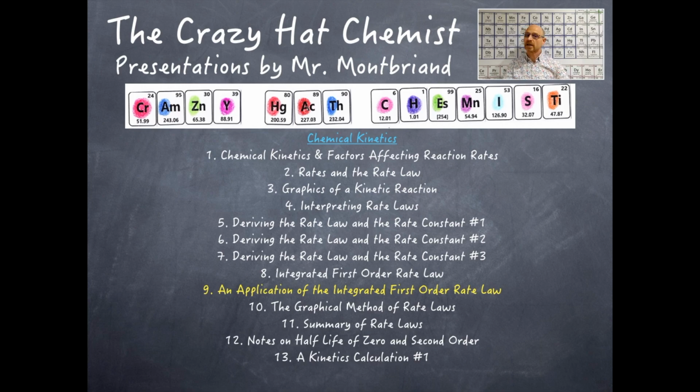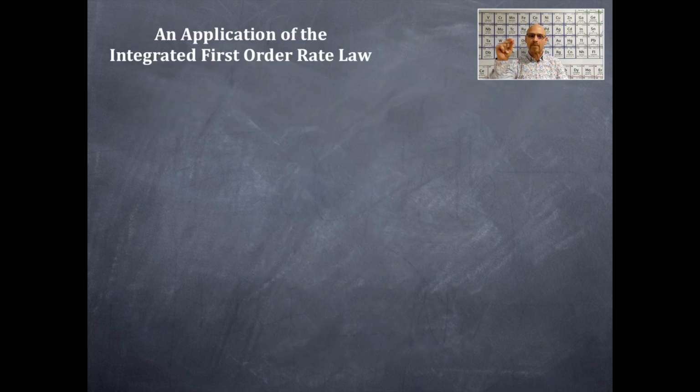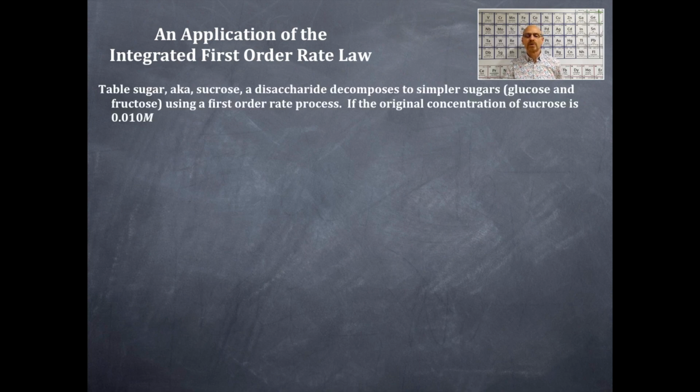So let's get moving because we got a fast rate law going. Bam! So here is an application of the integrated first order rate law. Table sugar, otherwise known as sucrose, which is a disaccharide, decomposes to simpler sugars. Those two simple sugars would be glucose and fructose. It uses a first order rate process.